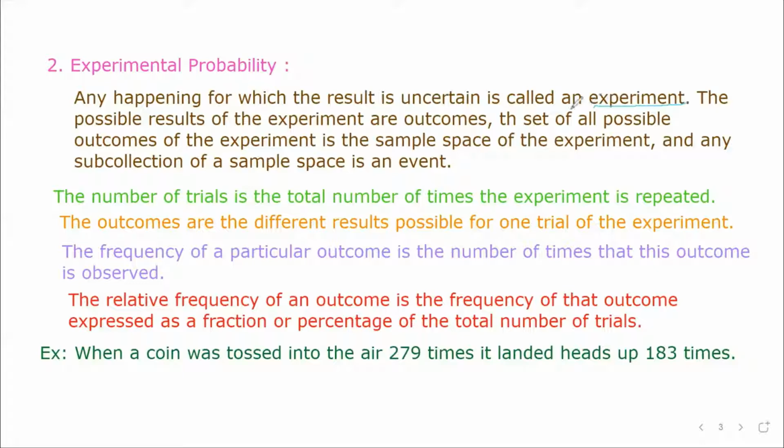Experiment sometimes is like a trial, like you do in the laboratory, or you try to test something. So this is called an experiment. We can say the number of trials is the total number of times the experiment is repeated. Okay, because sometimes when you do an experiment, you have to try several times, right?